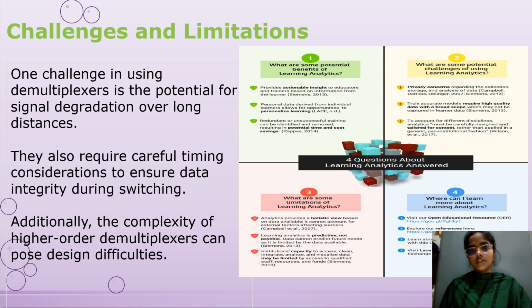Here are the what are the some potential benefits of learning analyticals? What are the some potential challenges of using learning at analyticals? What are the some limitations of learning analyticals?